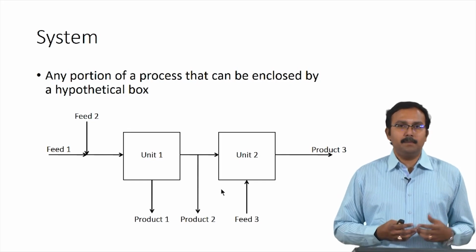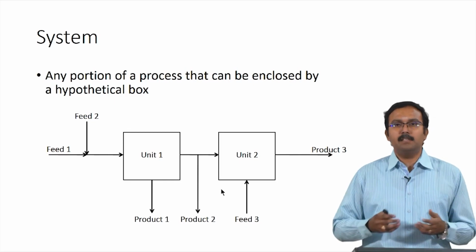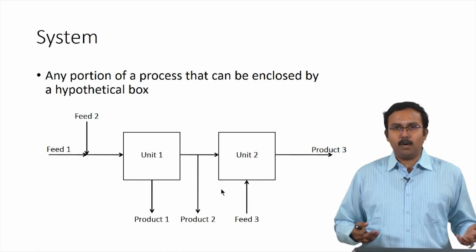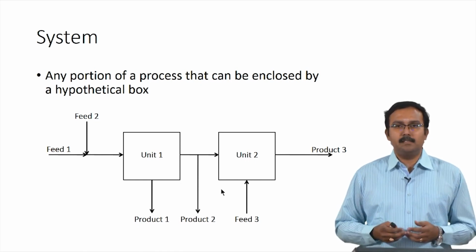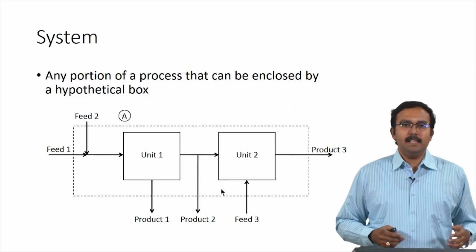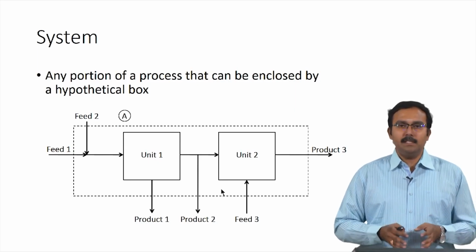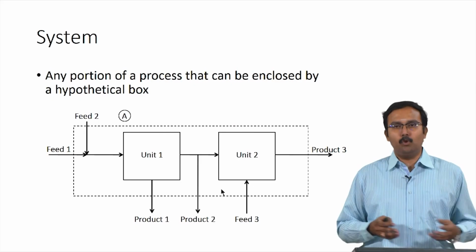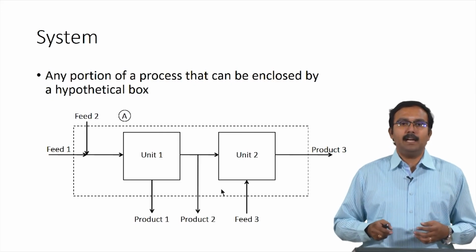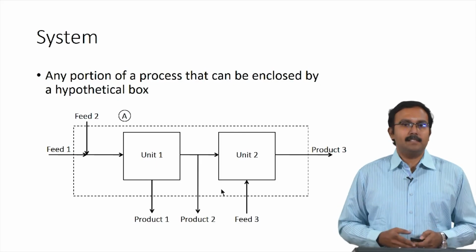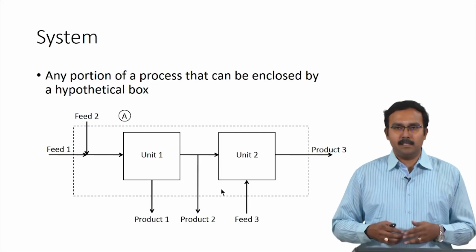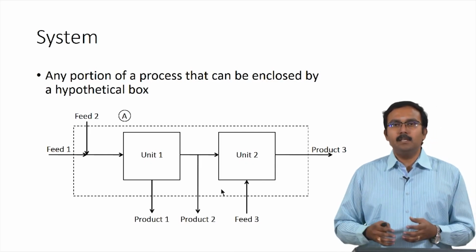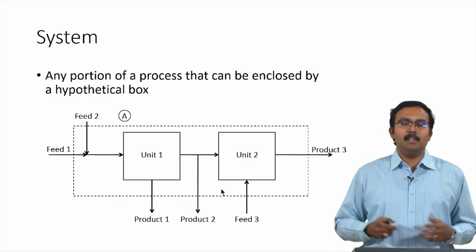The way we defined a system earlier was any portion of a process that can be enclosed by a hypothetical box. This means we can actually draw different boxes to represent what each of these systems would be. This is the overall system. You see that every process which happens within the system, every single unit which is present within the process, has been encompassed by this overall system. This makes sure that only feeds are crossing the system boundary and products are leaving the system boundary. It does not account for the mixing points or the splitters or the units separately. So this is called the overall system.